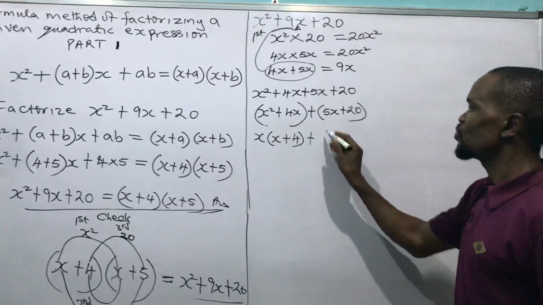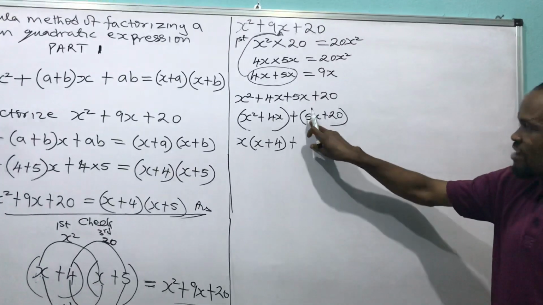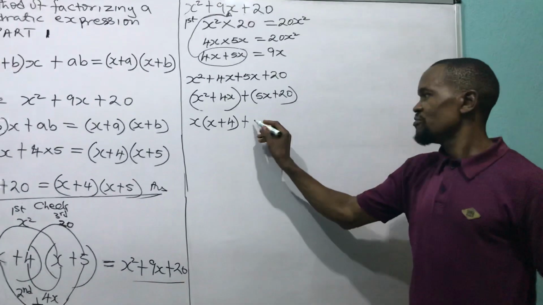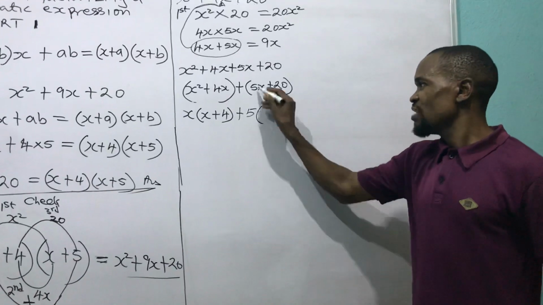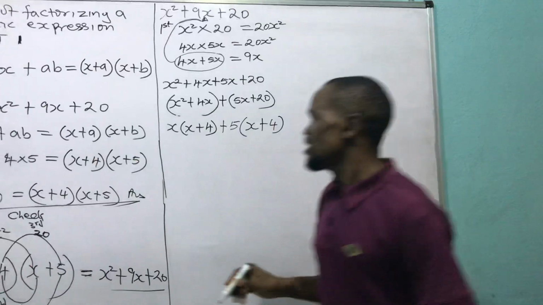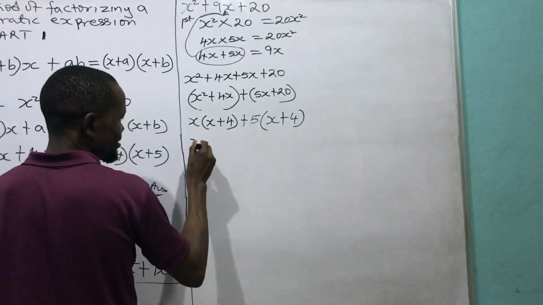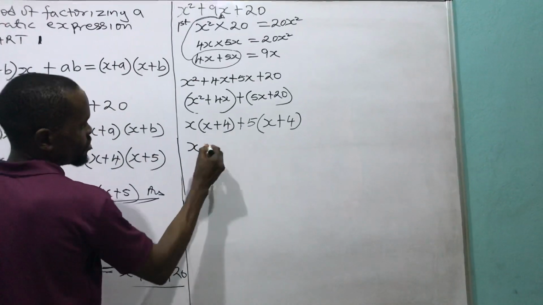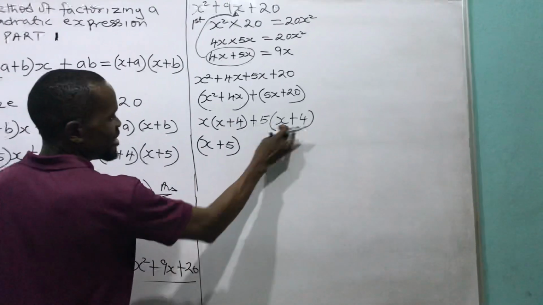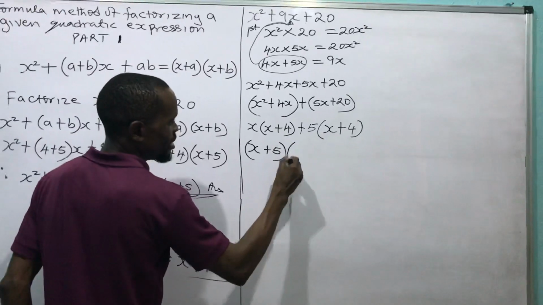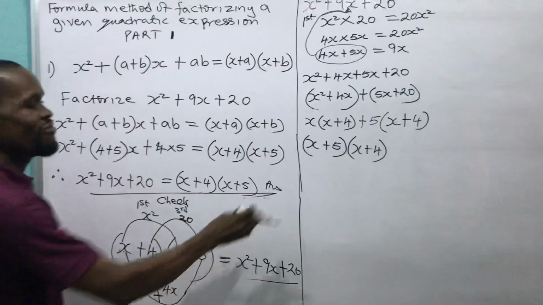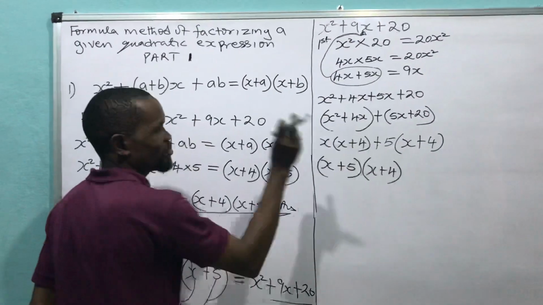When I put my plus, what is common here? I see that 5 can divide itself, giving me 5x. 5 can divide 20, giving me 4. I can bring 5 out. 5 divided will give me x. 5 divided into 20 will give me 4. I close it. Then after that, I'll now say x, which is this x, plus 5. Look at the plus 5. And I close. This and this are the same. So I take 1. If I take 1, I have this 4x. And that's the factor. I have factorized this expression.